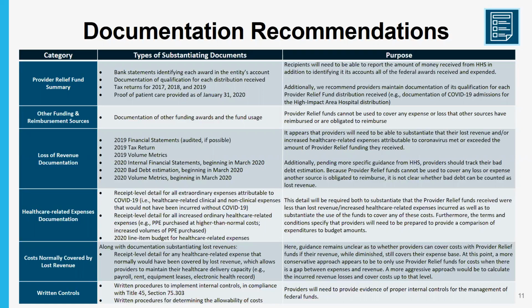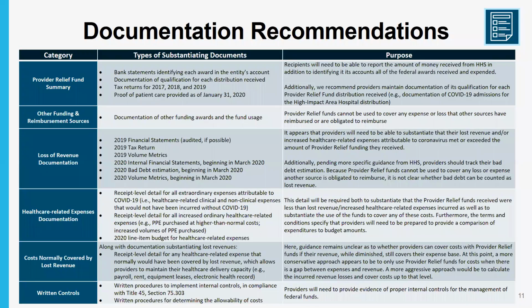And in documenting the uses, maintaining receipt level detail, providing general ledgers are all going to be really important to substantiate how the money was spent. Additionally, bringing together any line item budgets that you have, those will allow you to do a comparison of what you actually had to spend versus what you would spend in a normal year, or what you were anticipating to spend, on things like PPE, cleaning, et cetera, to really substantiate the increased expenses that are attributable to coronavirus.